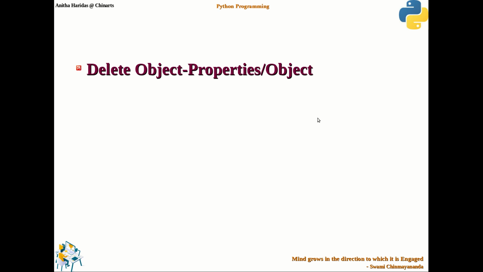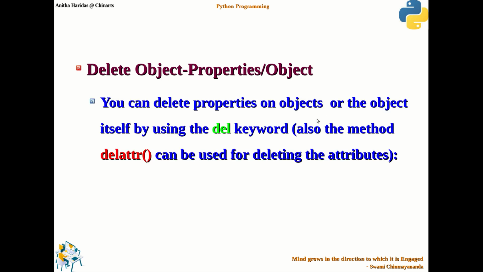Next, if you want to delete some properties of the object, or if you want to delete the object itself, then we can use the del keyword. You can delete properties on the objects or the object itself by using the del keyword, or you can also use delattr, right? We had already seen the delattr method, which can be used for deleting the attributes or the properties. So age is one of the attributes of this student class, right? The student1 is an object of the student class in which I have age as one of the attributes.